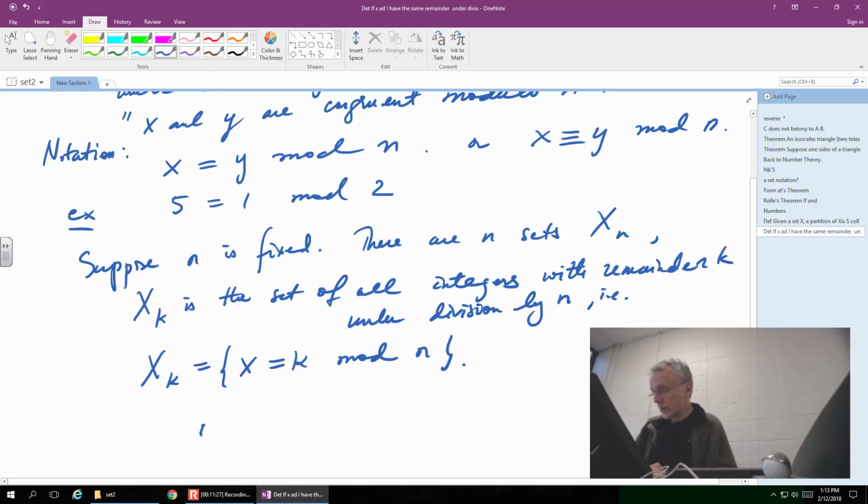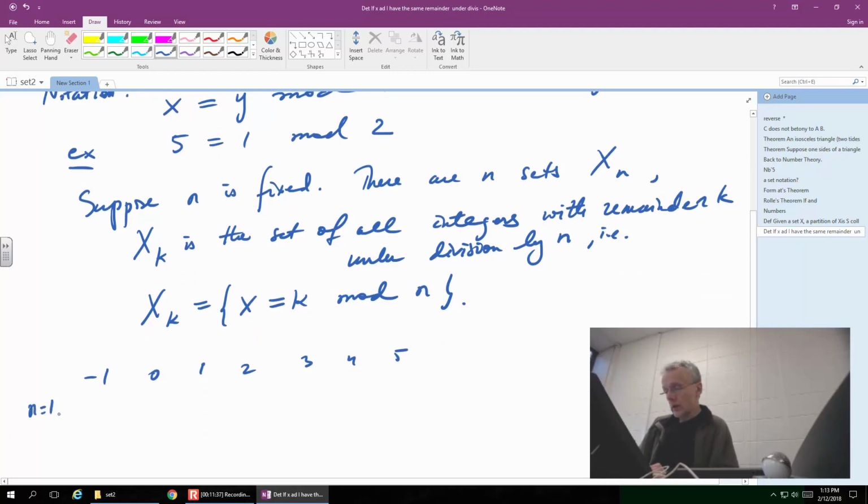Once again, as an example, 1, 2, 3, 4, 5. If n is equal to 2, then there will be only odd and even. These are even, and these are odd. And then you can say that this is x1, and this one x0. So the remainder is either 0 or 1.